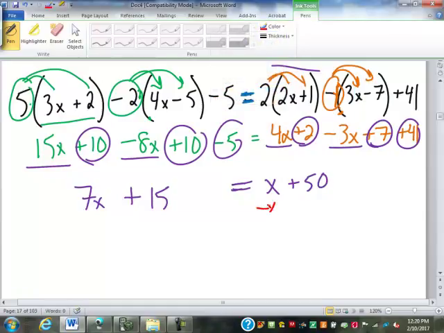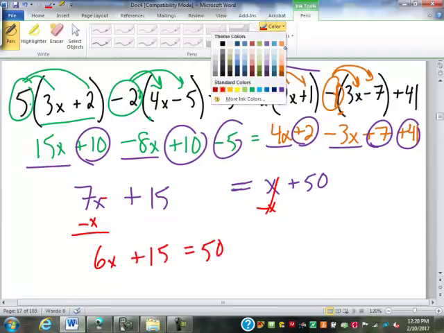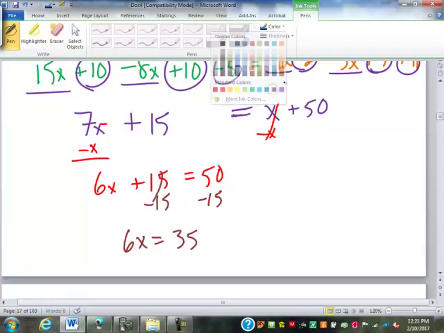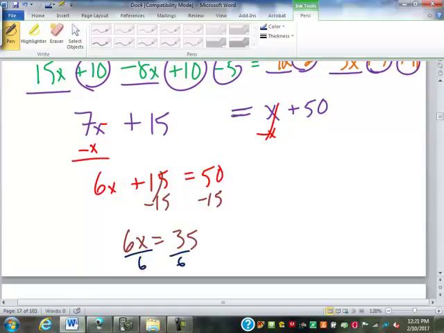So now we go ahead. We have to get rid of the x. So 7x minus x is 6x. Plus 15 is 50. We will subtract 15. 6x equals 35. And divide by 6. X equals 5.8333, or 5 and 5/6.